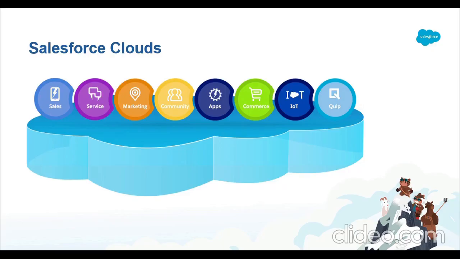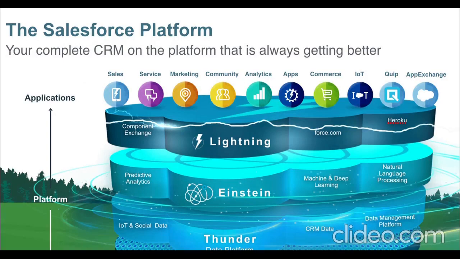Okay, these are the Salesforce clouds, like Sales Cloud, Service Cloud, Marketing Cloud, Community Cloud, App Cloud, Commerce, IoT. These are the different types of Salesforce clouds which you can work on. Okay, so the Salesforce platform is always getting better, like the Lightning, Einstein, Thunder platform.